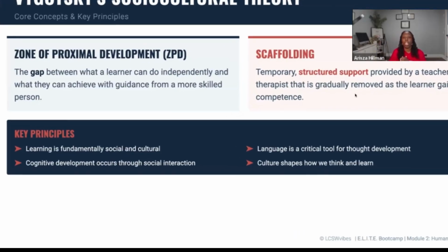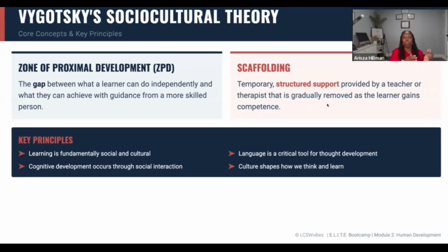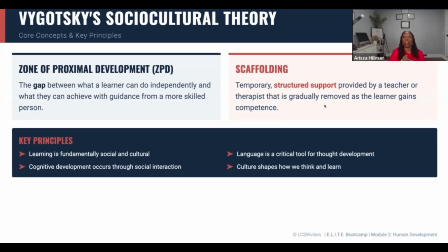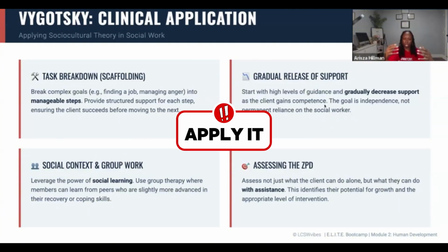All right, so understanding that learning is social and cultural. Language is a critical tool for thought development, and cognitive development occurs through social interaction. So this is Vygotsky's sociocultural theory. So obviously this theory is focused on development socially and culturally. All right, so when it comes to Vygotsky, you have a lot of clinical application. This is how we're applying the information. So remember, guys, I don't want you guys just learning a lot of content. I want you guys to understand it and know how to apply it if you see it in these questions.